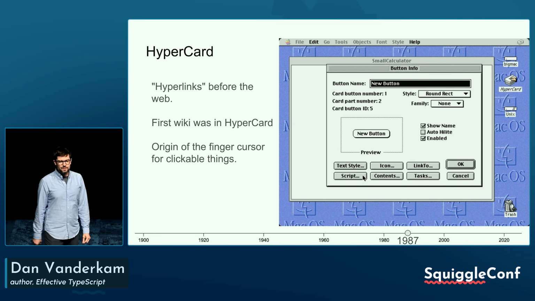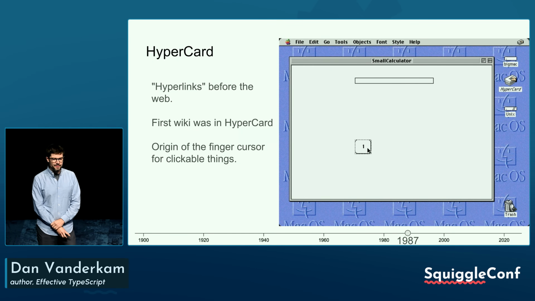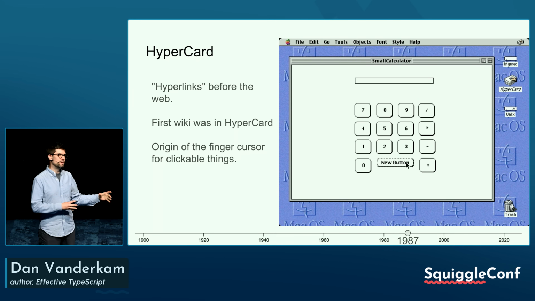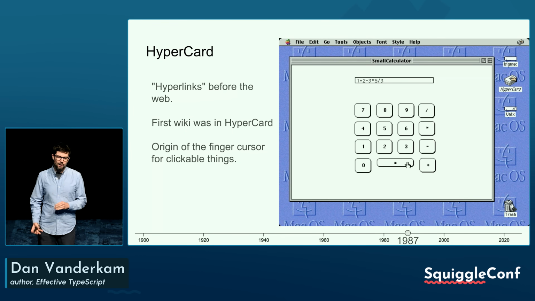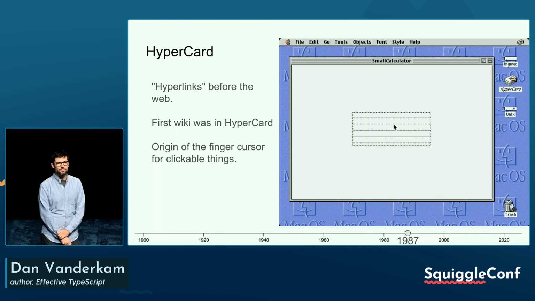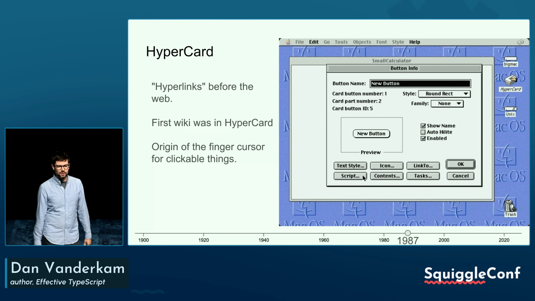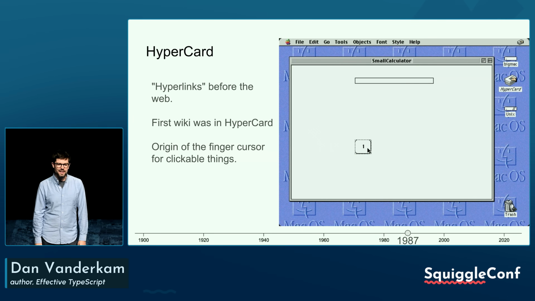So, the idea is that you would draw on a form, and then you would click on a button, and you could either make it go to a different card in your stack, or you could do some basic scripting in it. So if you double-clicked on a button, you could write something that looked a lot like AppleScript, if anyone has ever used that.